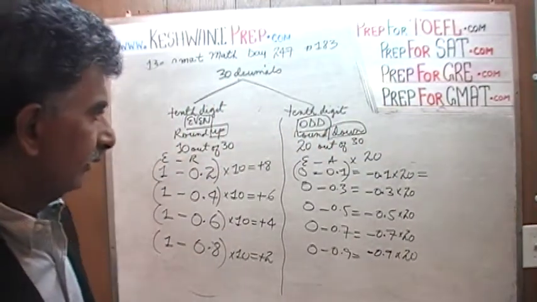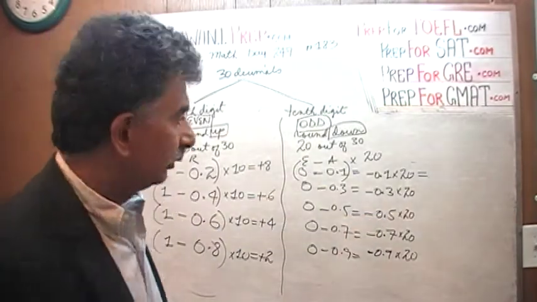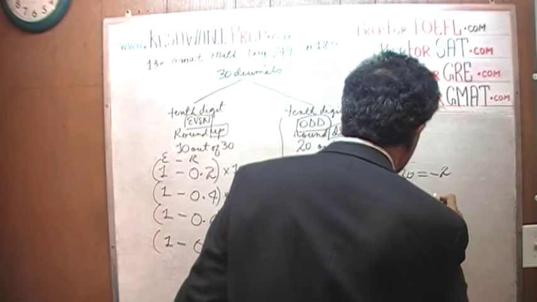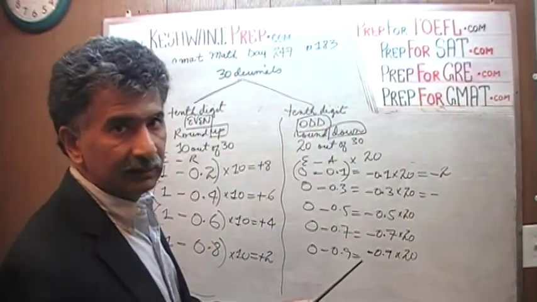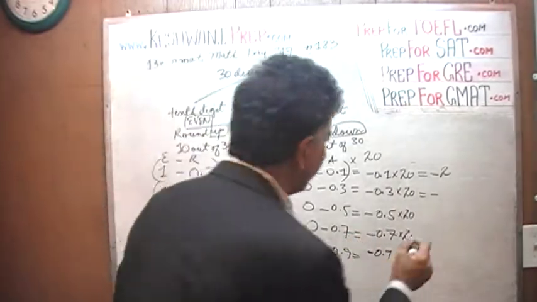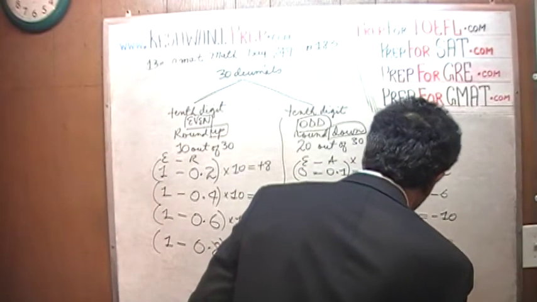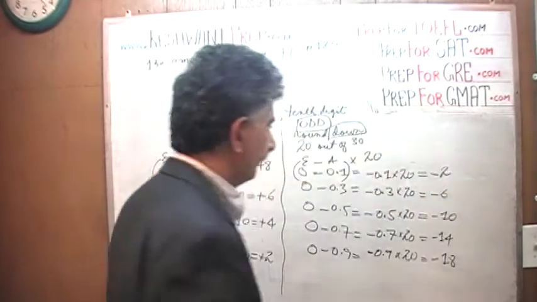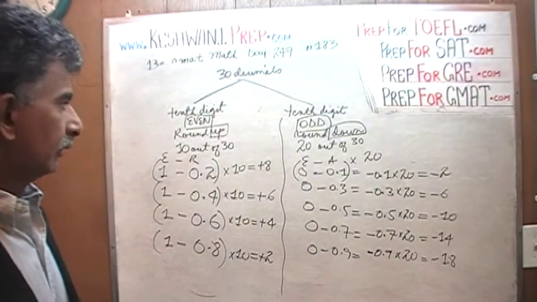0.1 times 10 would be 1, therefore 0.1 times 20 is going to be 2, but it has a negative sign. So this is negative 2. This is going to be negative 0.3 times 10 would have been 3, 0.3 times 20 would be 6, negative 6. So this must be negative 10, this will be negative 14, this will be negative 18. So far so good? Very good.